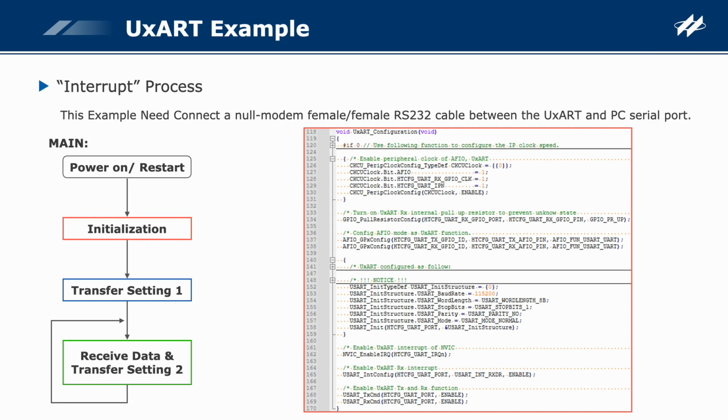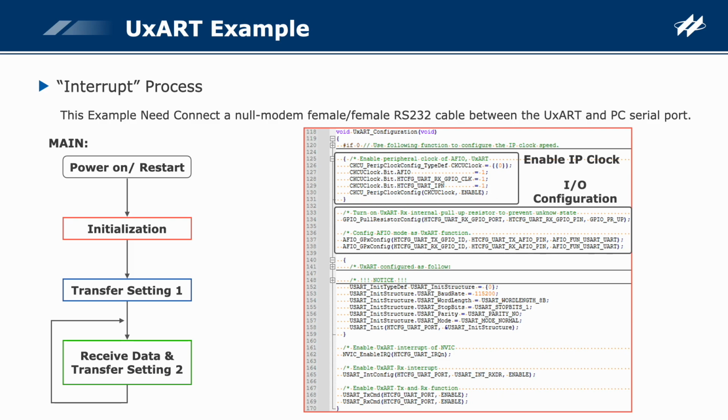The initialization steps are as follows. 1. Enable the IP clock. The AFIO is used to configure I/O pin functions, the GPIO is used to enable I/O pins, and the UxART is the IP that has been introduced in this tutorial. 2. Configure I/O.